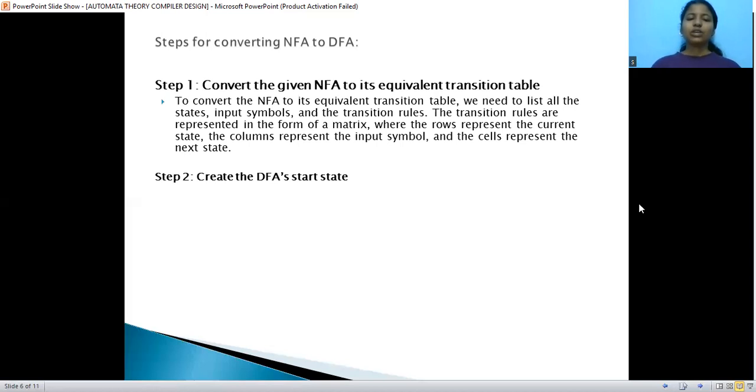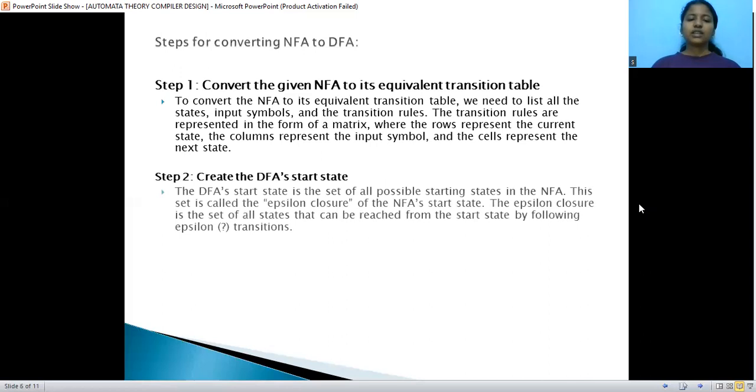Step 2, create the DFA start state. The DFA start state is the set of all the possible starting states in an NFA. This set is called the epsilon closure of the NFA start state. The epsilon closure is the set of all states that can be reached from the start state by following epsilon transitions.